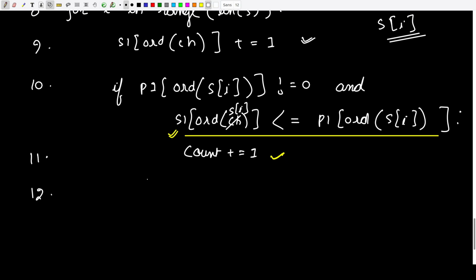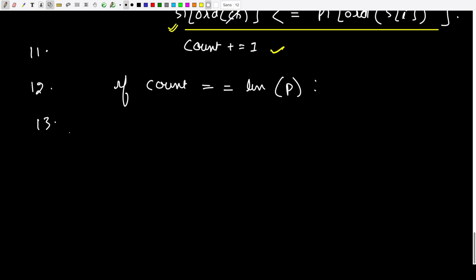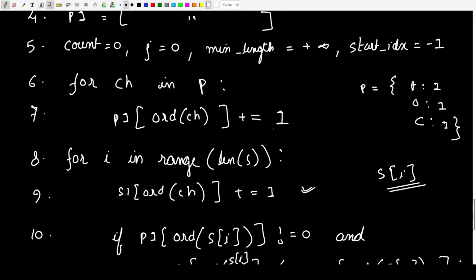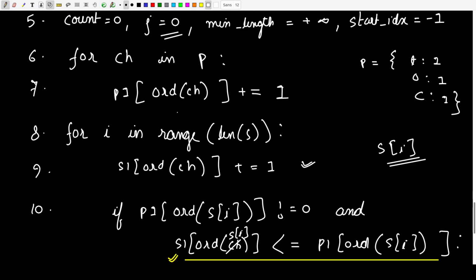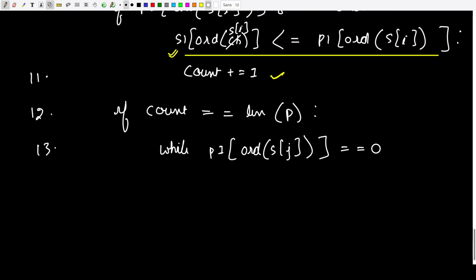And then the next part is we are going to check if count equals len of P, which simply means we have matched all the characters of string P. In such case, our objective is now to minimize the window. So let us discuss the pseudocode for minimizing the window. All we have to do is, while P1 of order of S of J equals 0. Remember we took a J over here, and the initial value of J is 0, which is the starting point of the window.